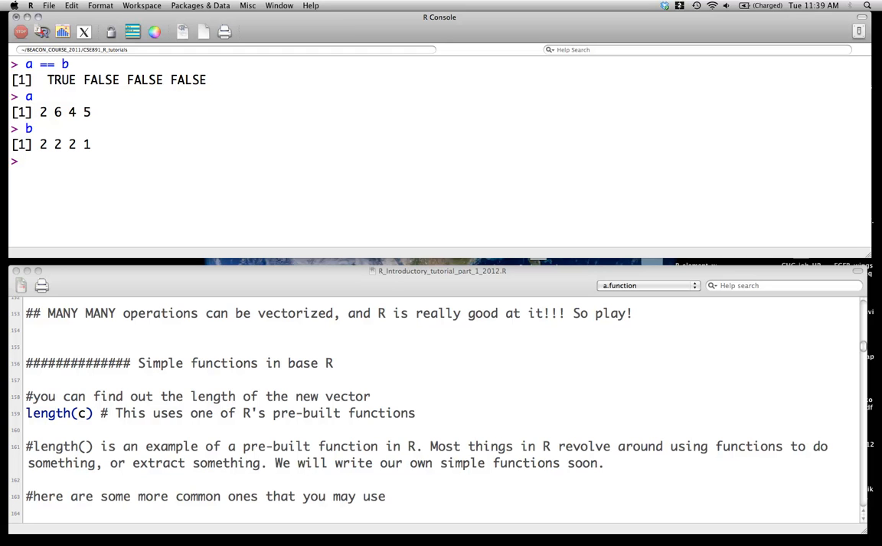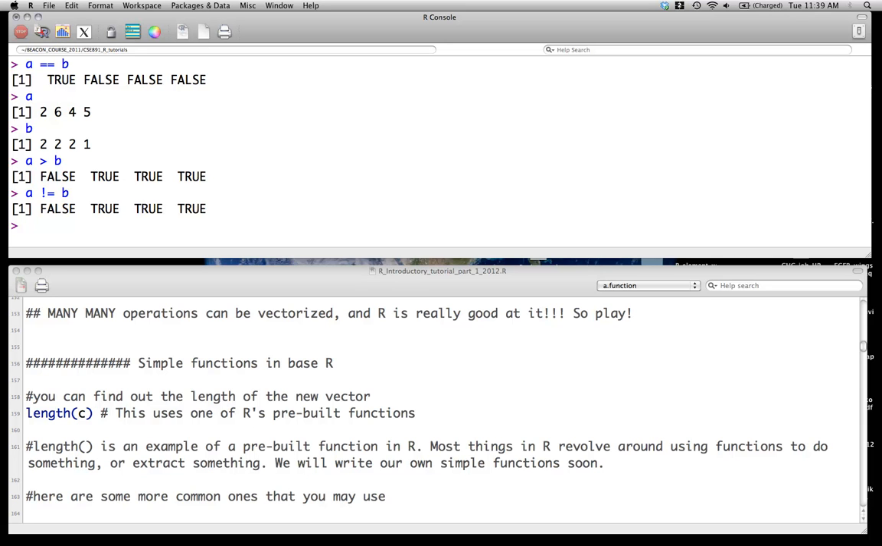We may want to do some other things. Of course, we may want to ask A greater than B, and this will do the same sort of thing. It'll do element by element comparisons there. Or we can ask not equal to as well. These are fairly standard in most programming languages, but it's just important to know how to do these. And of course, there are some other ones.